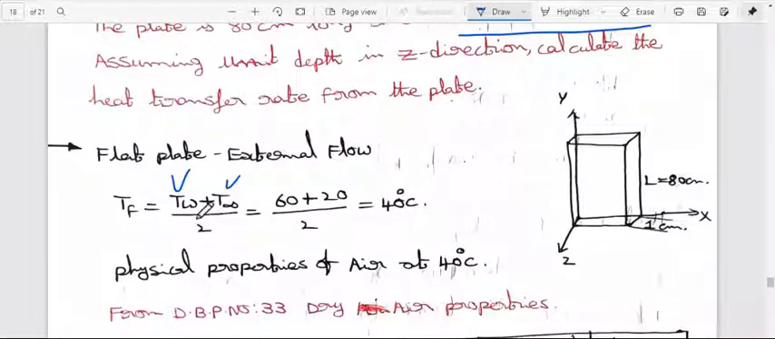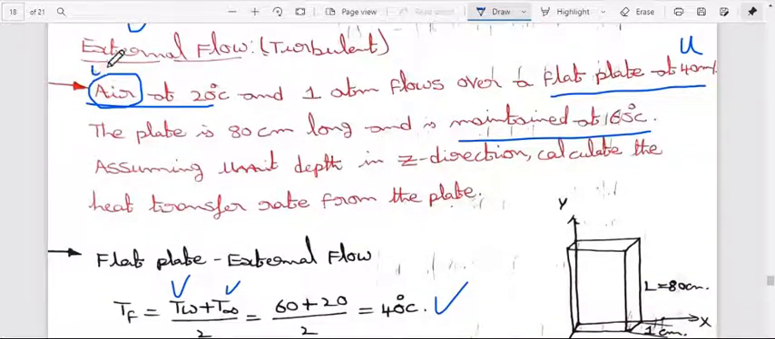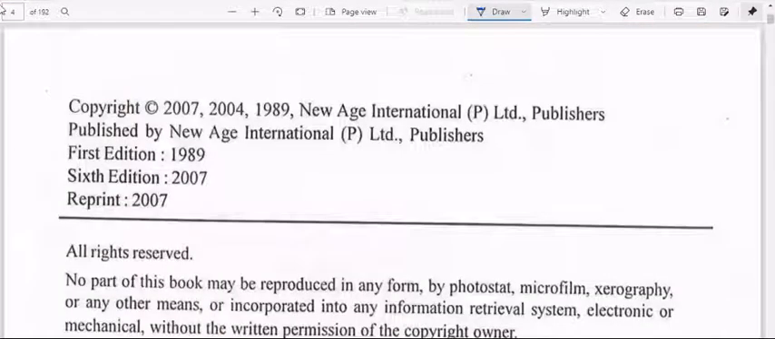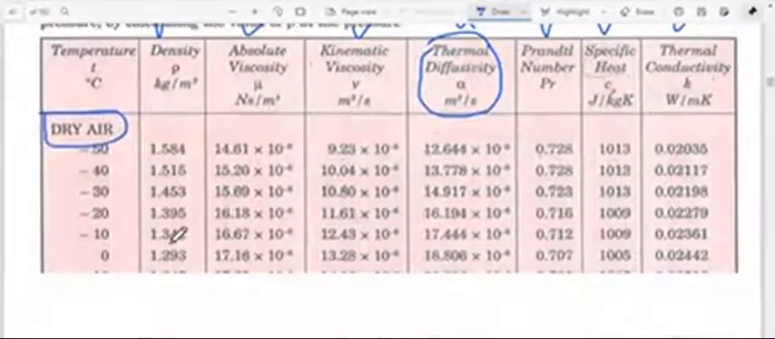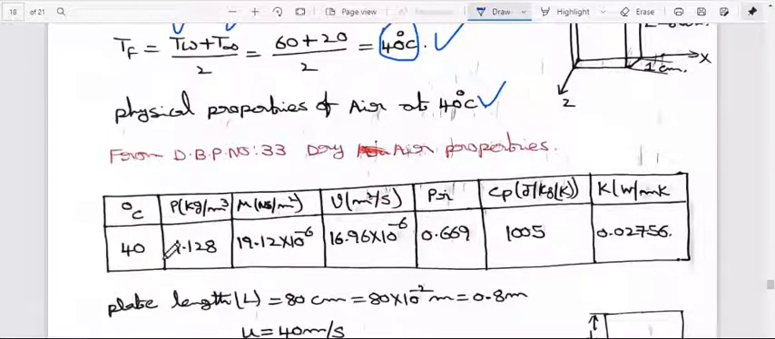Film temperature is equal to TW plus T infinity by 2, which is 60 plus 20 by 2. That is 40. So what is the medium? The fluid is air. That's why I'm considering physical properties of air at 40 degrees, the film temperature. Again I am going to data book page number 33, dry air properties table, at 40 degrees.